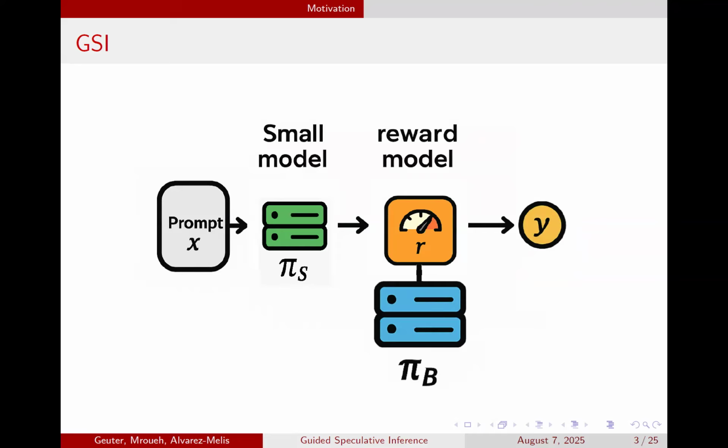And the overall structure of the algorithm will look like this: when we are given an input prompt X, we use the small model to generate responses, because that's faster than using the big model. And then we use the reward model and also the big model to rank the responses generated by the small model and pick the best one. And then that will be our response Y.